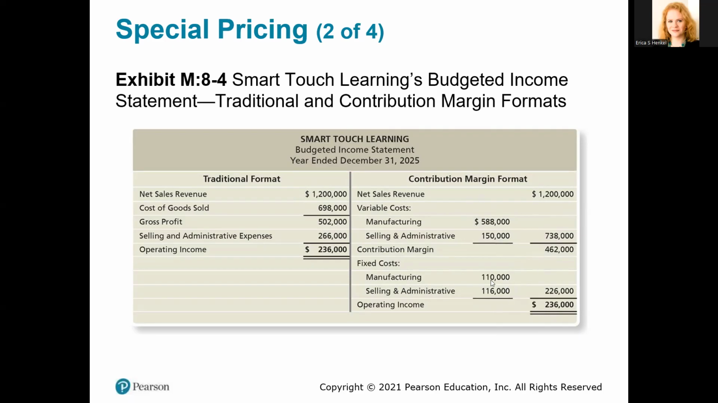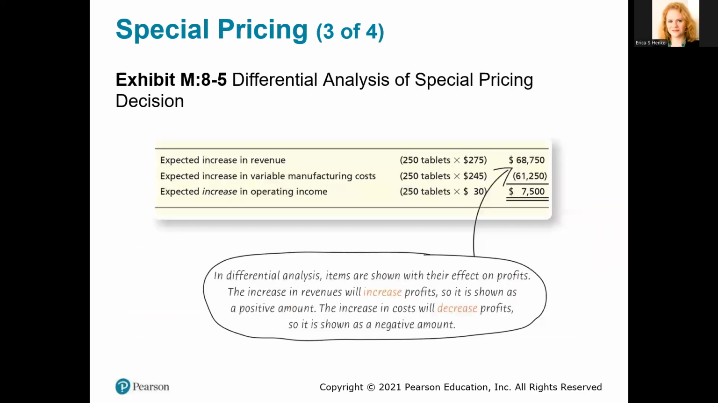So these expenses in this column here are exactly the same in total as the ones over here in the traditional format. They're just being presented differently by grouping all the variable costs versus all the fixed costs, similar to how we did it in our contribution margin income statements earlier in the semester.